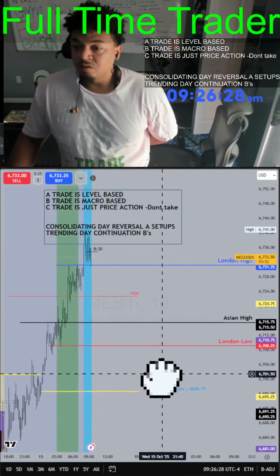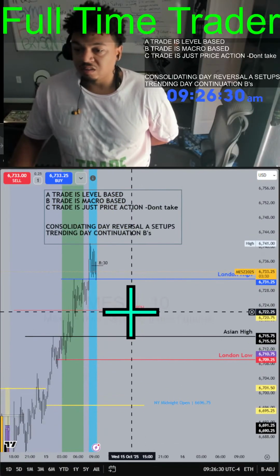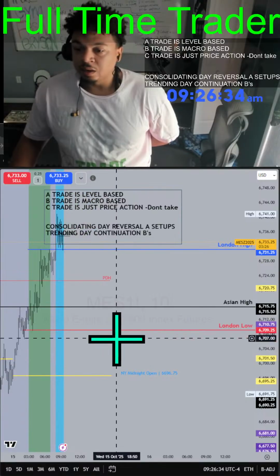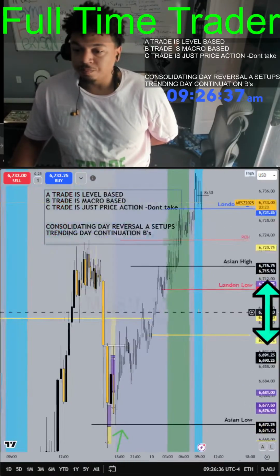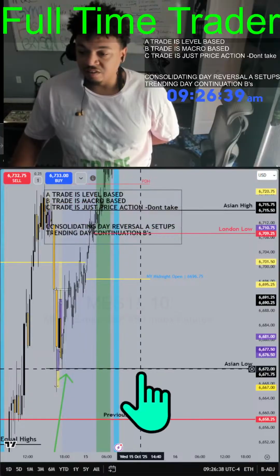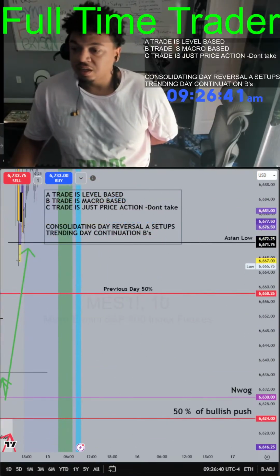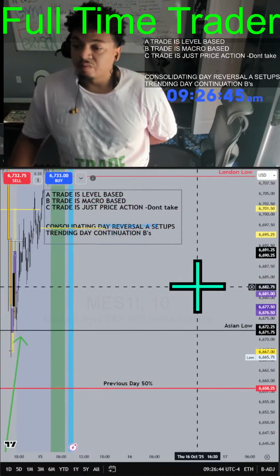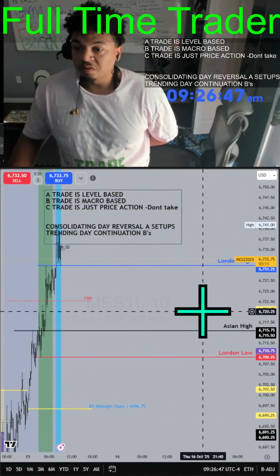We've got a lot of levels below us to use as targets. We could target previous day's high. We could target Asian high. We can target London low. We can target midnight open. Also, Asian low, previous day's 50%. And then finally, previous day's low if that's where we're actually going. So if we are bearish, there are a lot of targets for today.